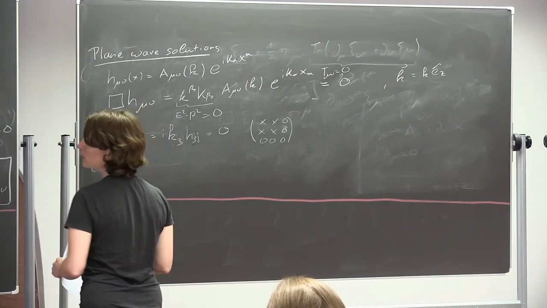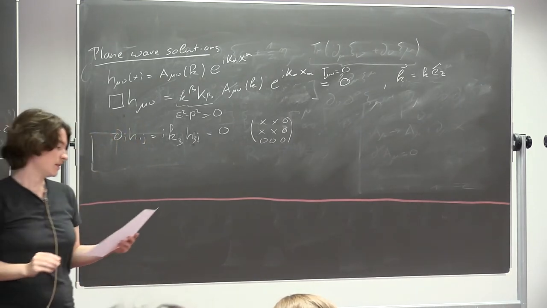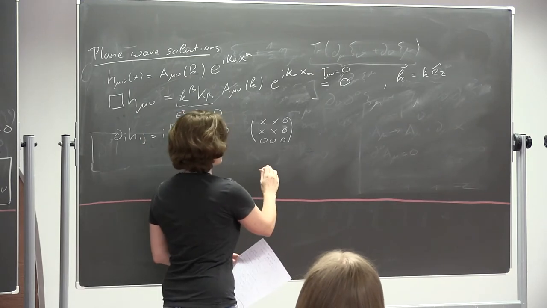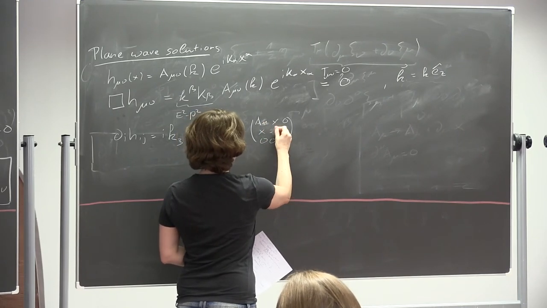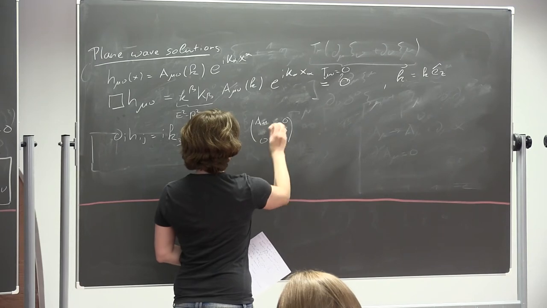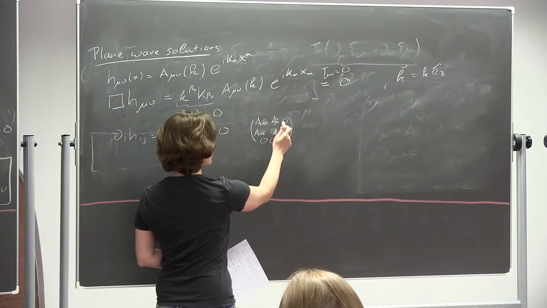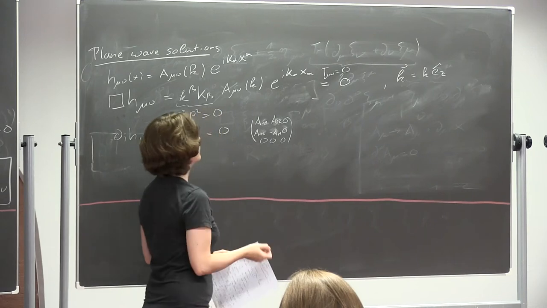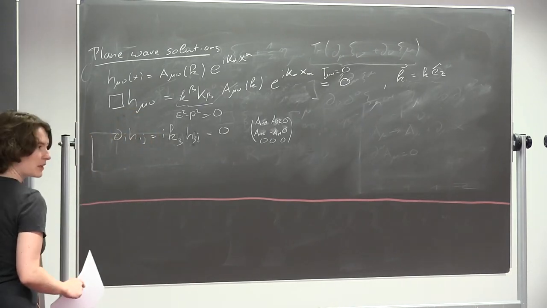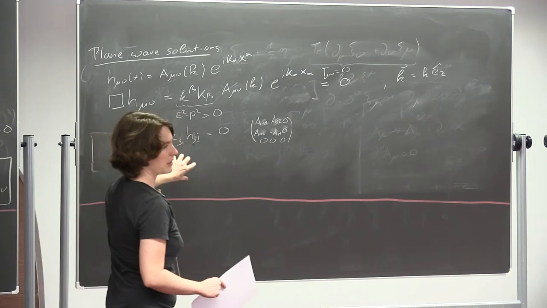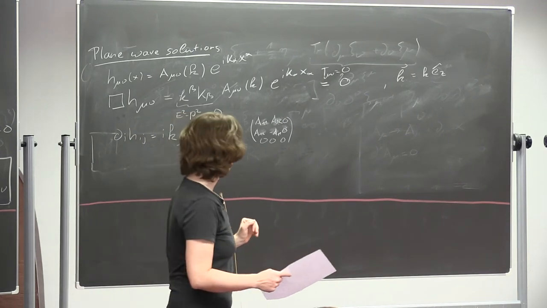And moreover, because h is symmetric and it is traceless, of these 4 components, actually only 2 are independent. If this is a 1,1, then this has to be minus a 1,1 in order to make it traceless. And here we have the same component, so this is 1,2, in order to make it symmetric. We saw in general just from counting degrees of freedom that we can only have 2 degrees of freedom. And now we see just by writing it completely explicitly, yes, these are the 2 degrees of freedom. The h00 is also 0, yeah.